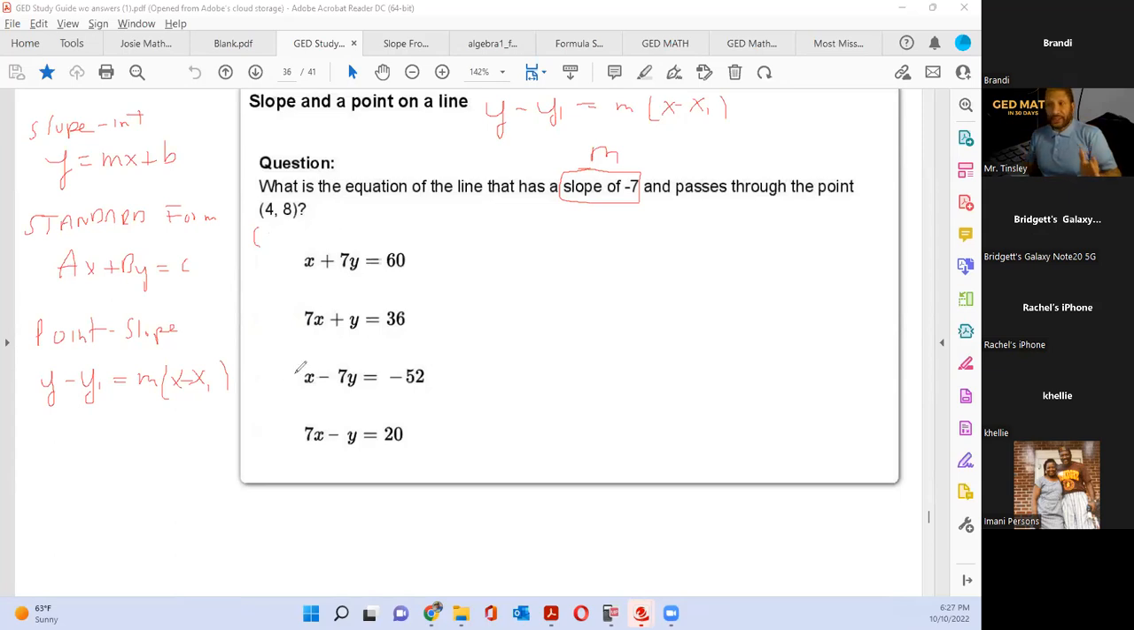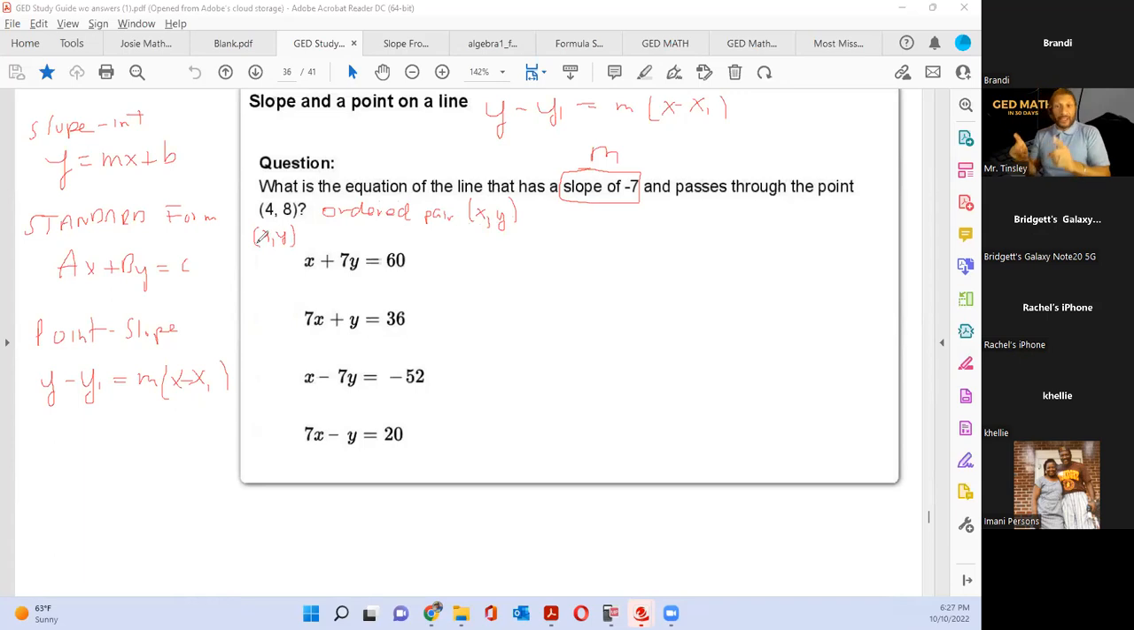So remember, this is very important. When they give you a point, this is called an ordered pair. An ordered pair will look like this, X comma Y. So they're giving you the X coordinate, comma, and then the Y coordinate.